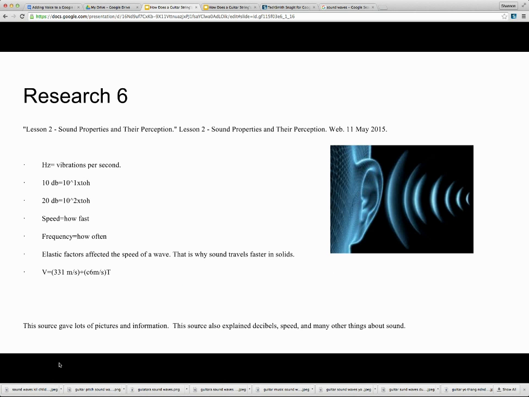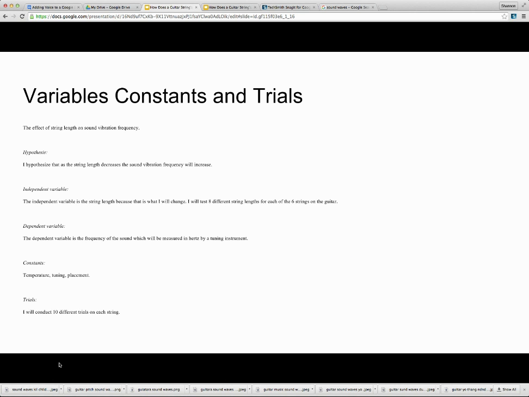And I think this is our last research page. It told me what hertz actually stands for. It explained decibels to me. It also gave me lots of pictures, which helped me understand it.